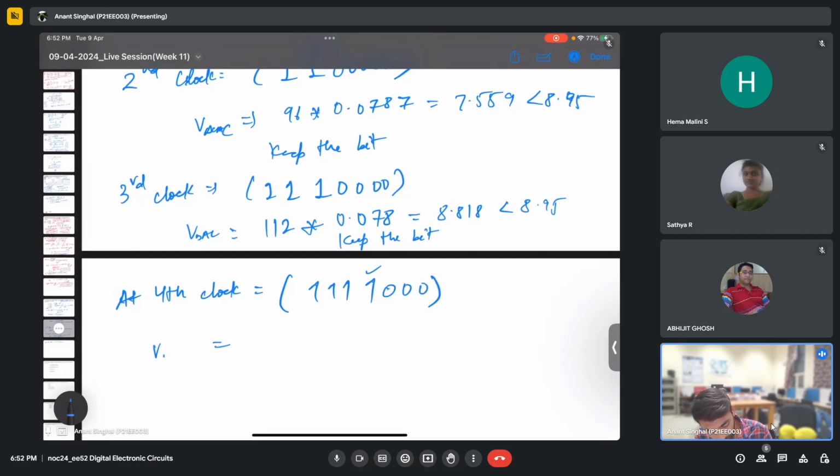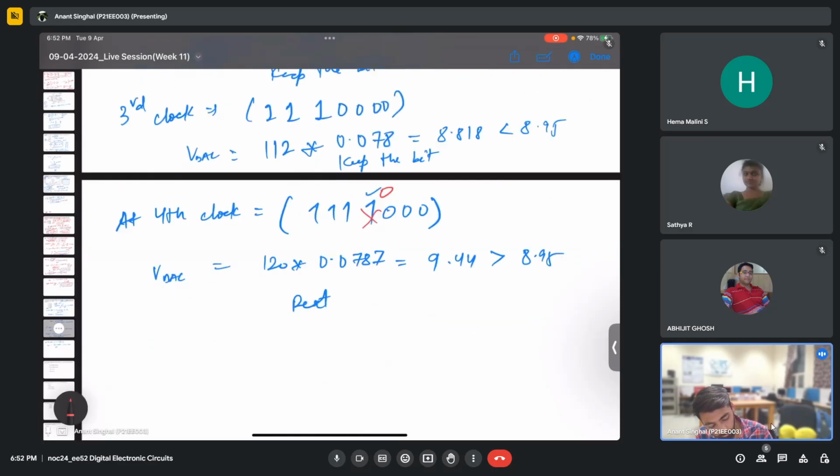So this will be VDAC, 120 times, so this was plus 16. So this will be 120 times this 0.0787, which is coming out to be 9.44, which is now greater than 8.95. So we will reset. This one will get reset to 0 because the VDAC is greater than Vin.